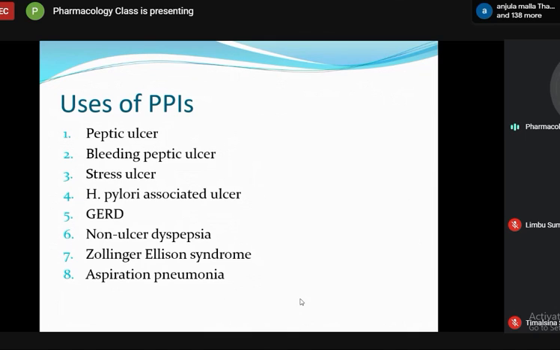So now the uses of proton pump inhibitors, which are similar to those of H2 blockers: peptic ulcer, stress ulcer, gastroesophageal reflux disease, non-ulcer dyspepsia, and others like bleeding peptic ulcer, H. pylori associated ulcer, Zollinger-Ellison syndrome, and aspiration pneumonia.